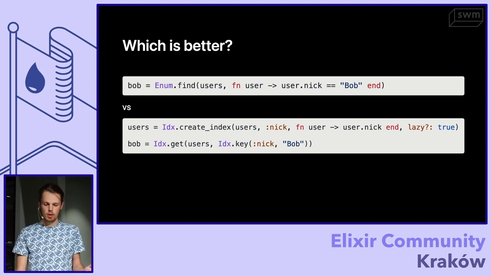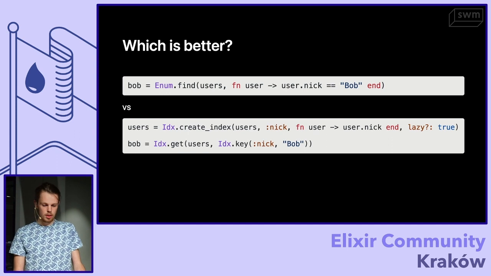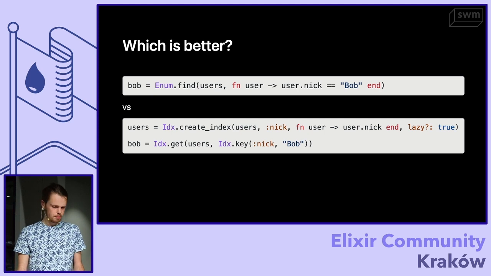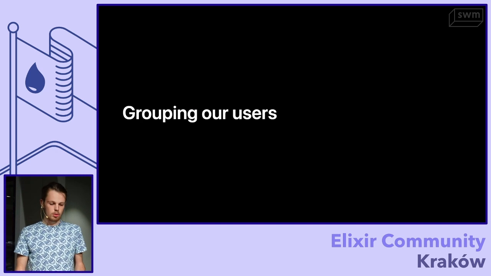If we benchmark our code, for example, and it happens that the one way is better than the other, then we can just add or remove the lazy argument when creating the index, and accessing the collection will remain the same. Great. Let me go to another part of the presentation, which is about having more than one collection.